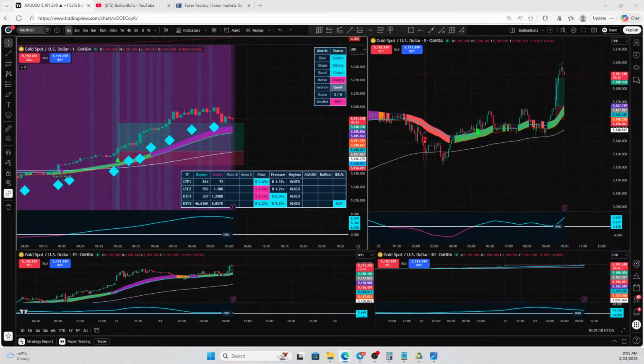So basically, there are three components of this strategy, this system. Number one, bias. Number two, price structure. And number three, volume. We combine the three together to make our decision whether we want to buy or sell for the day. And this is going to be pretty consistent every single day. We'll use the exact same approach every single day.